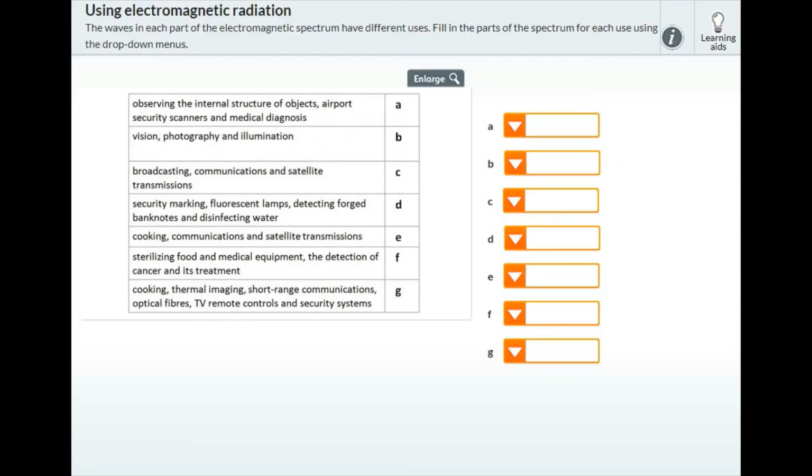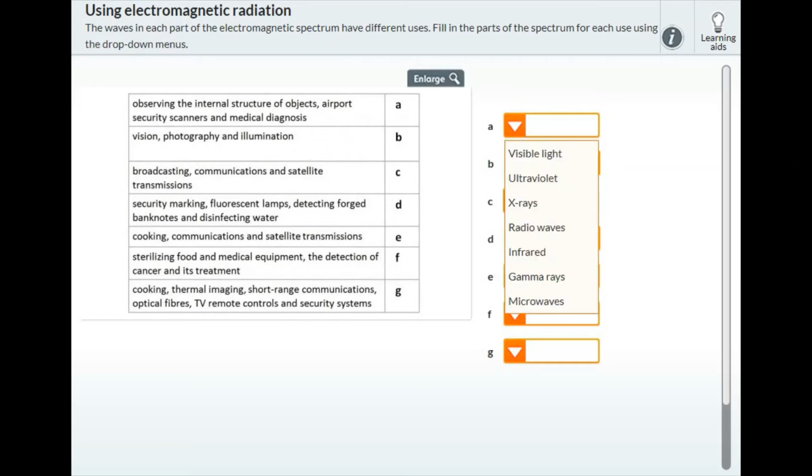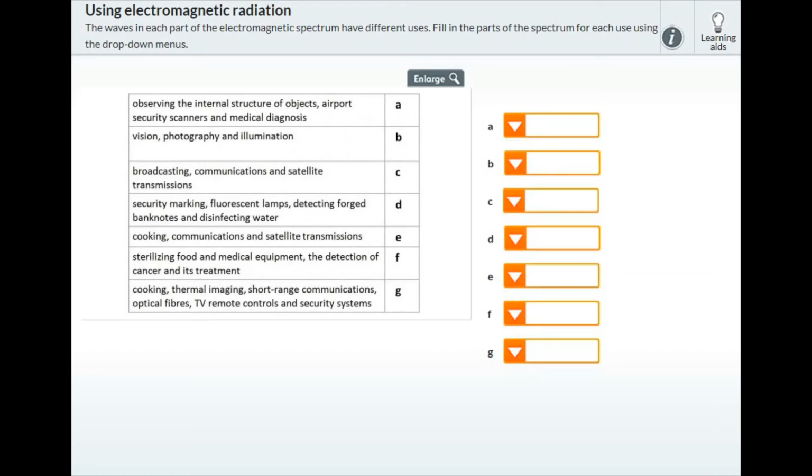Using electromagnetic radiation. The waves in each part of the electromagnetic spectrum have different uses. Fill in the parts of the spectrum for each use using the drop-down menu. So we've got some statements here linked to the letters A to G, and then from the drop-down menu we're going to select what part of the spectrum that statement belongs to. So the first one says, observing the internal structure of objects, airport security scanners and medical diagnosis. Okay, so we will use the X-ray part of the spectrum to see into luggage at an airport, X-rays, okay, to see the internal structures of objects.